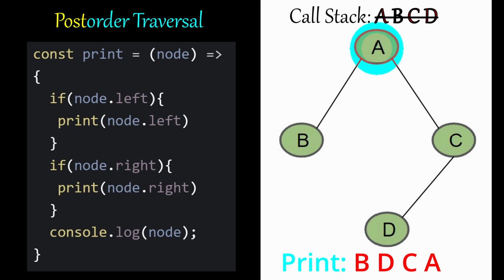The time complexity of all these algorithms is O of n, where n is the number of nodes. This is because all the nodes are visited exactly once. All right.